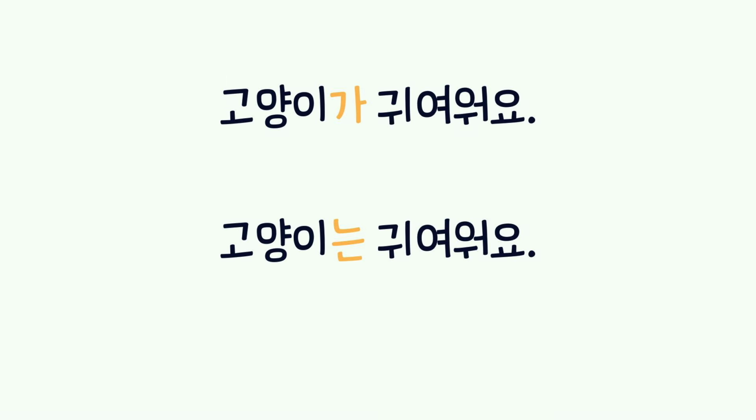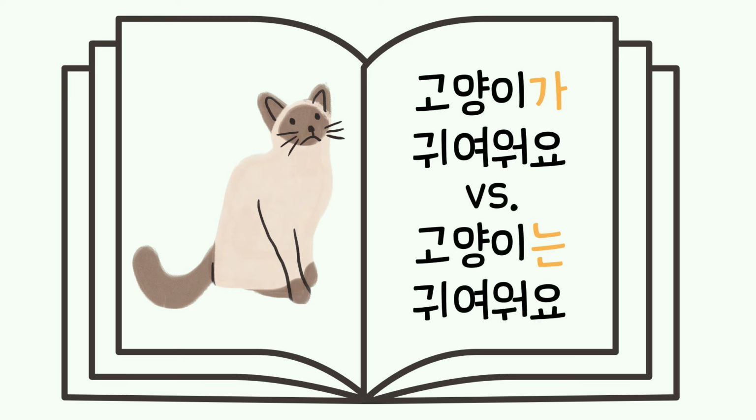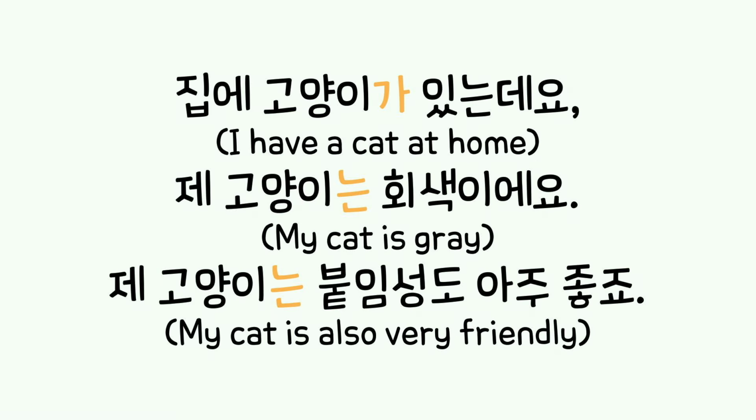Using the same example sentences, I will show you a good example in another situation. For instance, in a children's textbook, if you want to describe a cat's image, it is better to say 고양이가 귀여워요 rather than 고양이는 귀여워요, because there is no context around the sentence and you are simply introducing the subject. Let me show you how 는 can be used.